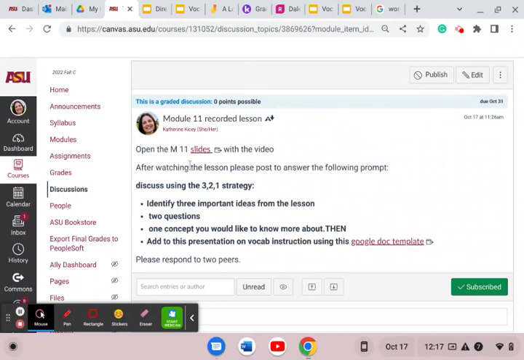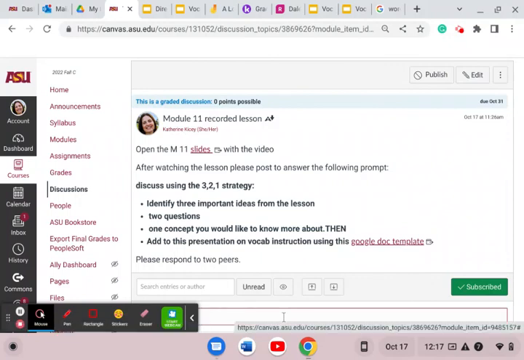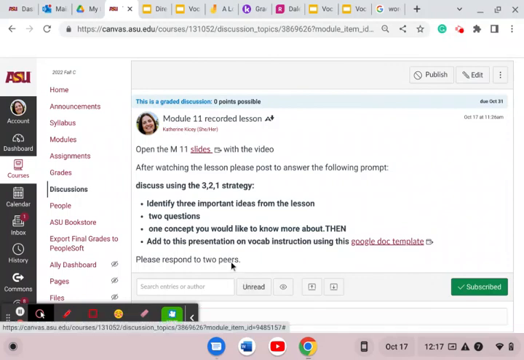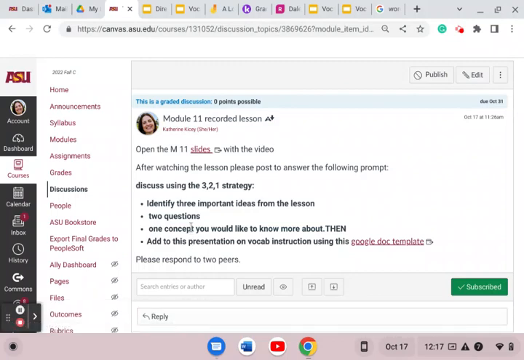Once you have watched the whole lecture, you are going to post by 11:59 on the 31st. You're going to share 3 important ideas from the lesson, 2 questions, and 1 concept, and you're going to add to the Google Doc on 1 vocabulary word. Please respond to 2 peers. However, I'd love it if you could answer one of their questions. I'd love it if you could say, hey, I found it in the text, or hey, I Googled that and here's what I came up with. So respond to 2 peers and answer all of these prompts, and you're good to go.